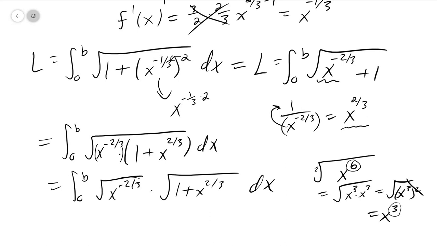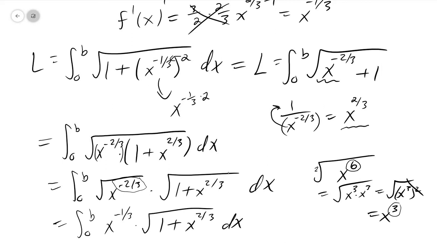So we'll do the same thing with this one, and we'll divide that number by 2. When we divide our x to the negative 2/3 exponent by 2, this numerator turns into a 1, and now we just have x to the negative 1/3. And that's being multiplied still by our square root of 1 plus x to the 2/3 dx.